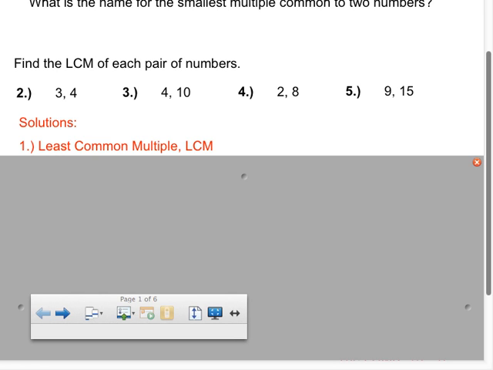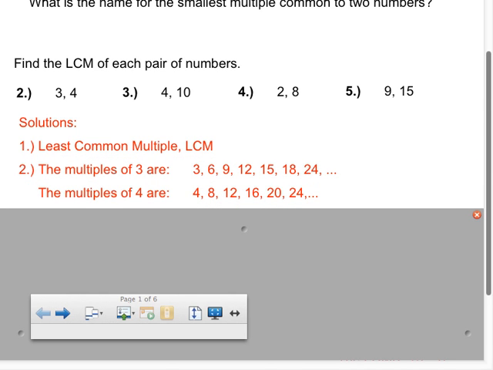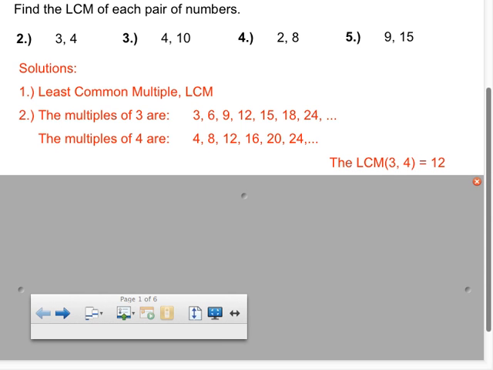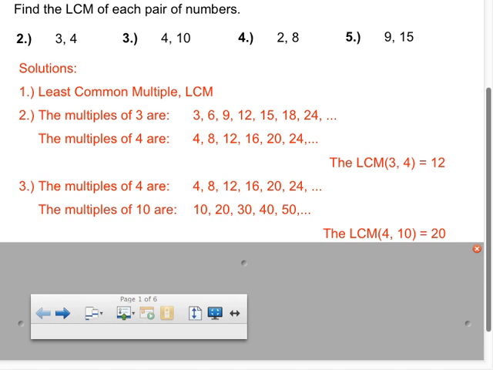That's not it. Remember, you list the multiples, and here it is for number 2. And then you identify the number in common in that list, and it's the smallest multiple they have in common. Here you see 12, and then for number 3, here we see 20 is the first multiple they have in common. Can I get a volunteer for number 4, 2 and 8?